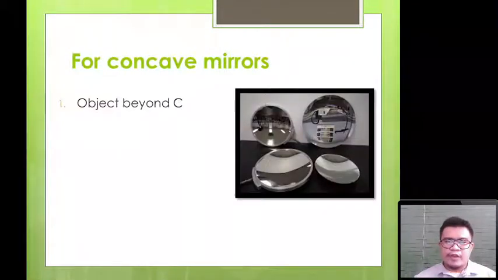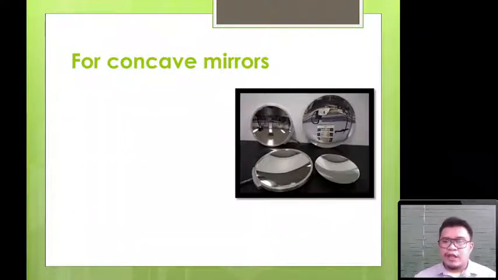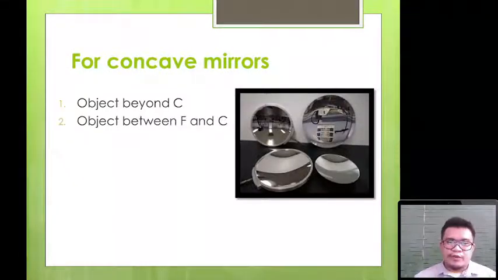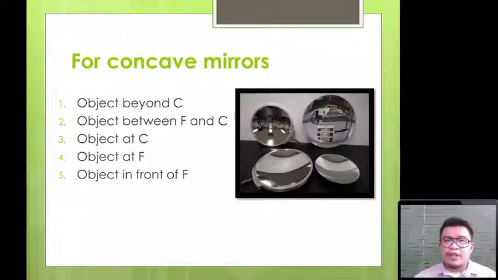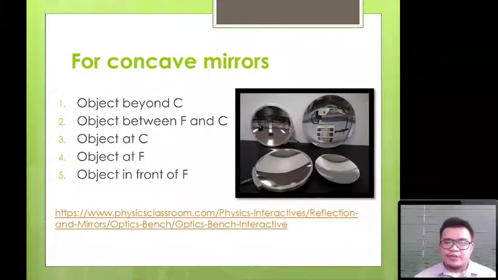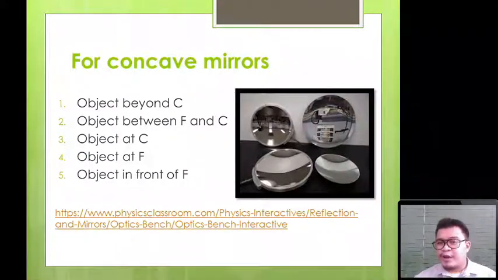And of course, for concave mirrors, this is what will be your activity for our asynchronous encounter later. So for concave mirrors, we have different positions of images. We have object beyond C, object between F and C, object at C, object at F, and object in front of F. So this is just the link that we just visited a while ago.